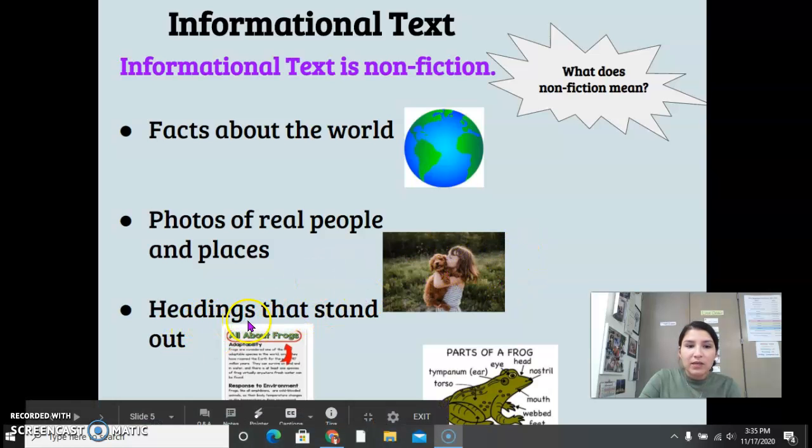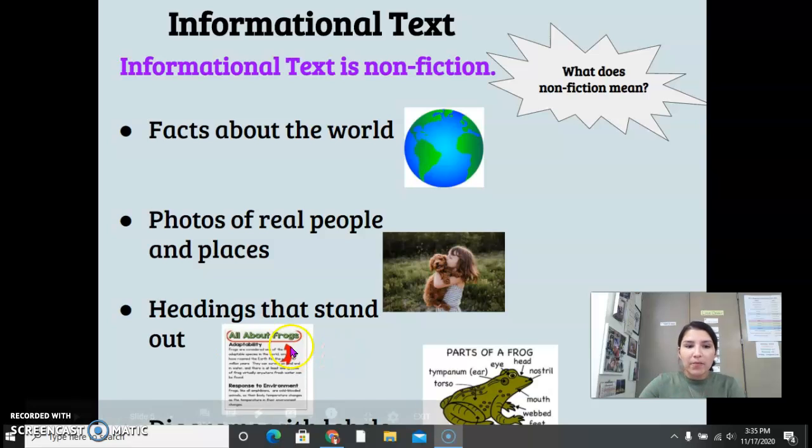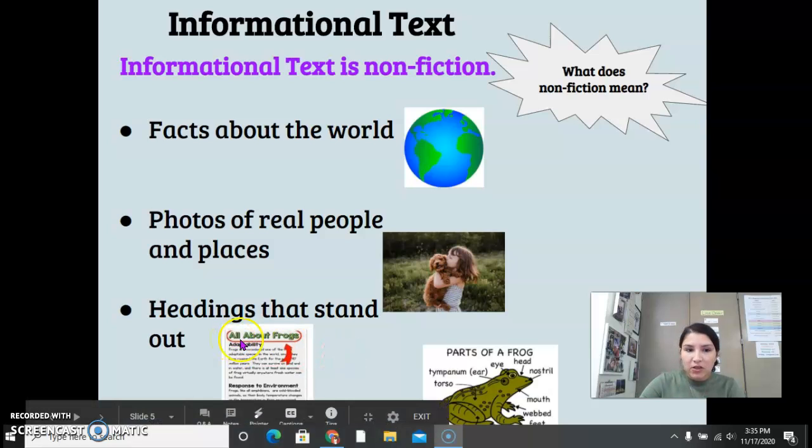And the next one is headings that stand out. So here, circled right here, and there's a little arrow. This is a heading. Headings tell what the section, paragraph, or the page is going to be about. This one is kind of hard to see, but it says all about frogs. And I've read this before, and it does talk all about frogs.